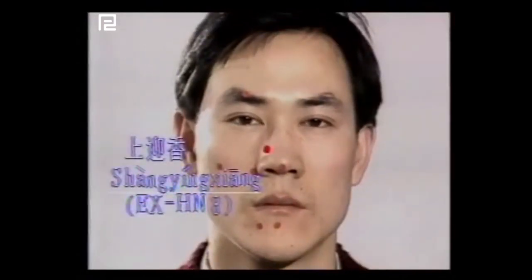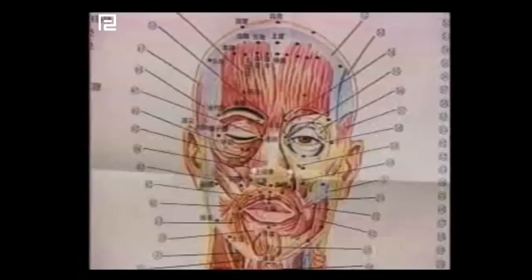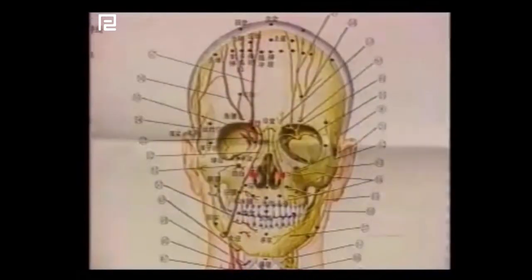Shang Ying Xiang. Location: on the face, at the junction of the alar cartilage of the nose and nasal concha, near the upper end of the nasolabial groove. Indication: headache, common cold, and nasal obstruction. Methods: puncture 0.3 to 0.5 tun, obliquely upward.